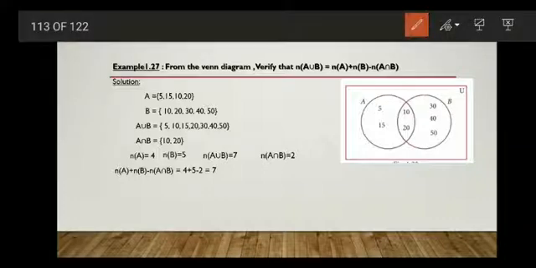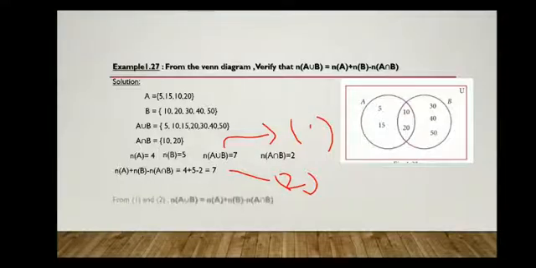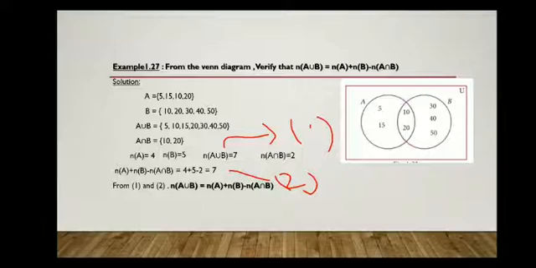Take this as equation 2. This is equation 2 and this is equation 1. From 1 and 2 we have n of A union B is equal to n of A plus n of B minus n of A intersection B. Right, so hence verified.